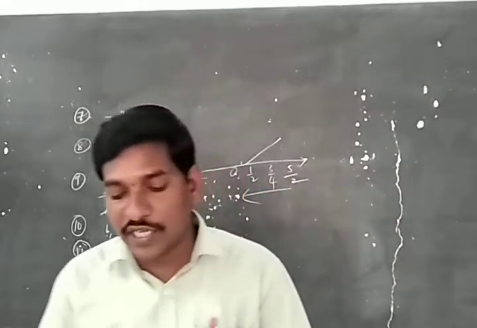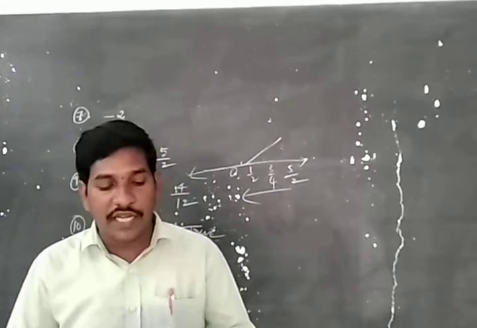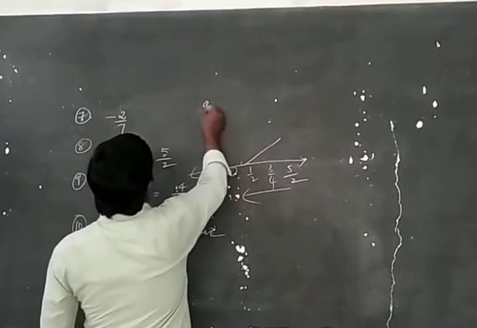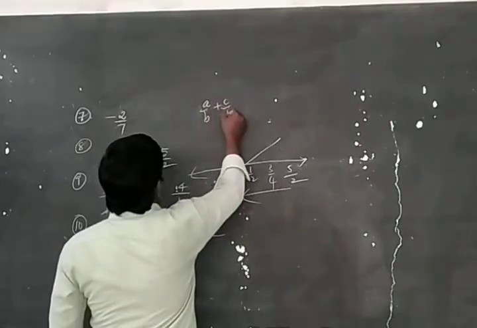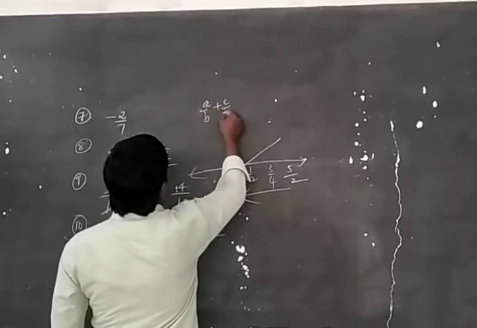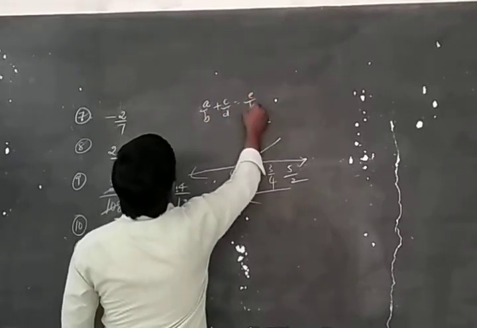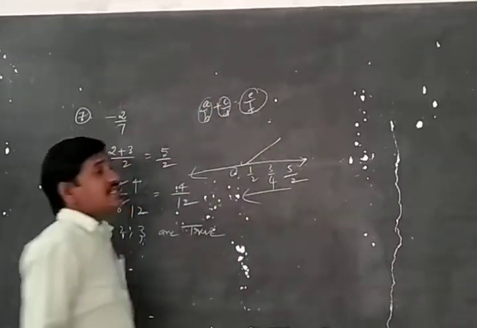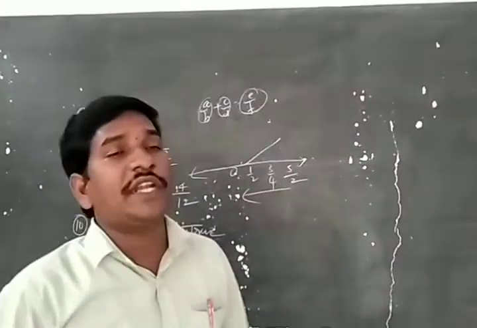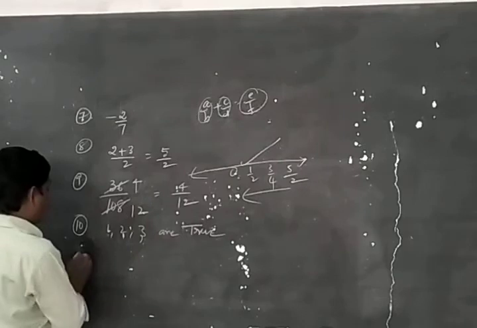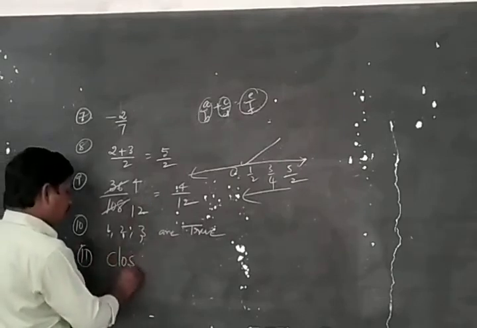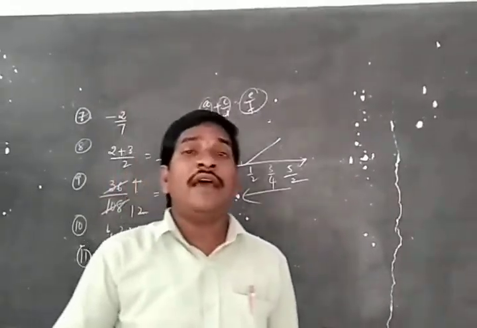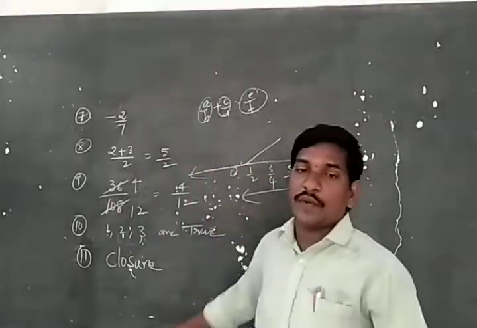11th one. The sum of any two rational numbers is always a rational number. This statement indicates which property? The sum of any two rational numbers, A by B plus C by D, equal to E by F. Why? Because the sum of any two rational numbers is again rational. The sum is also a rational number. So this property is called closure property. According to the properties, closure property. The sum of any two rational numbers is always a rational number. It is called closure property.